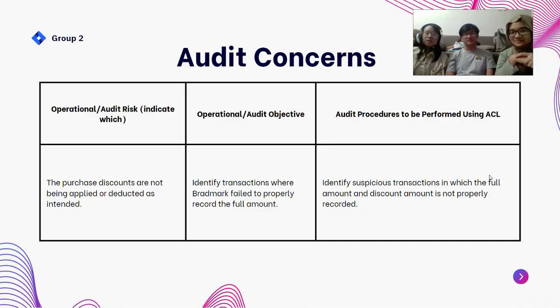Okay, so for the next part, we're going to analyze the audit concerns. The audit risk that we've analyzed is that the purchase discounts are not being applied or deducted as intended. The audit objective for this audit risk is to identify transactions where Bradmark failed to properly record the full amount. And the audit procedure is that we're going to identify suspicious transactions in which the full amount and the discount amount are not properly recorded or not equal.